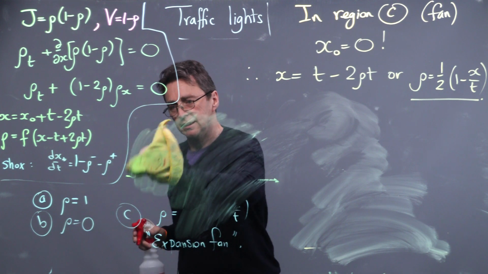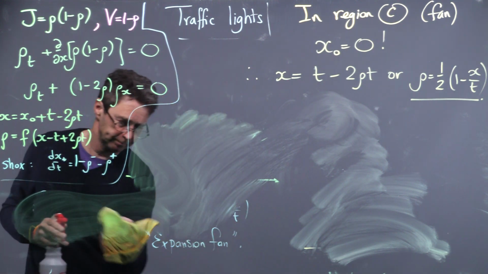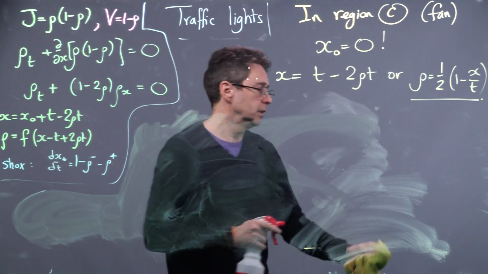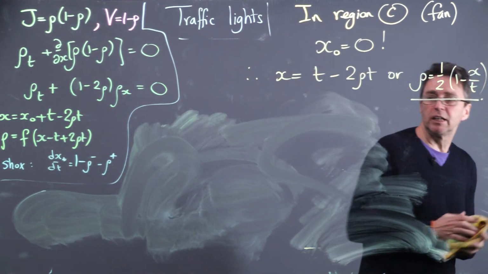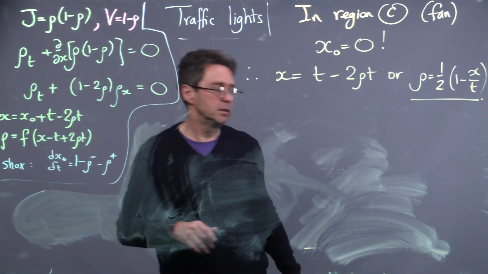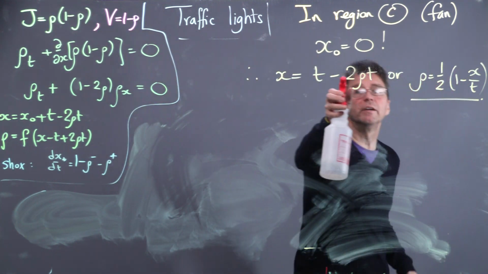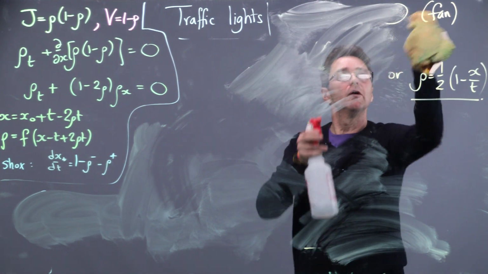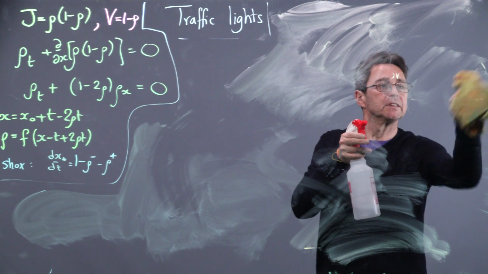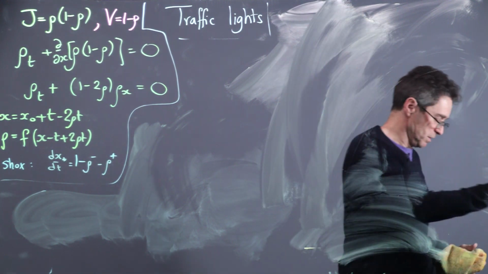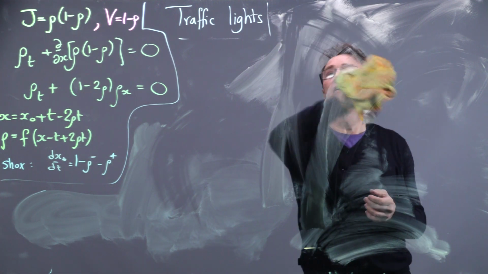Now let's jazz it up a little bit. So when the light turns, you get an expansion fan. How am I going to jazz this up? Well, let's make the lane of traffic that's sitting at the traffic light finite. Let's say it's got a finite length. What happens if we've got a finite length?